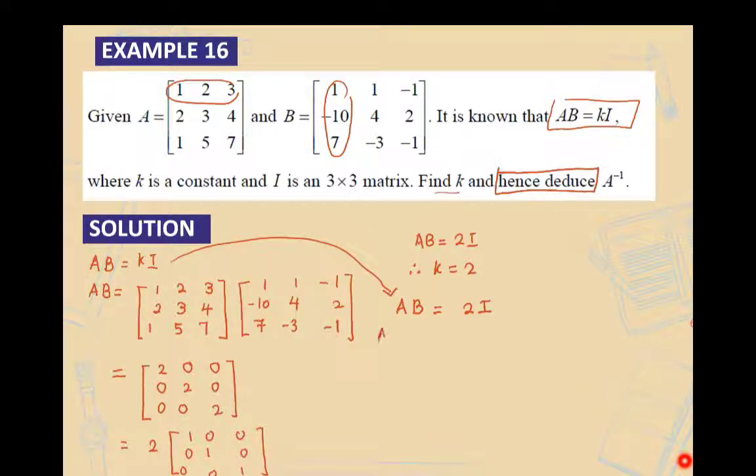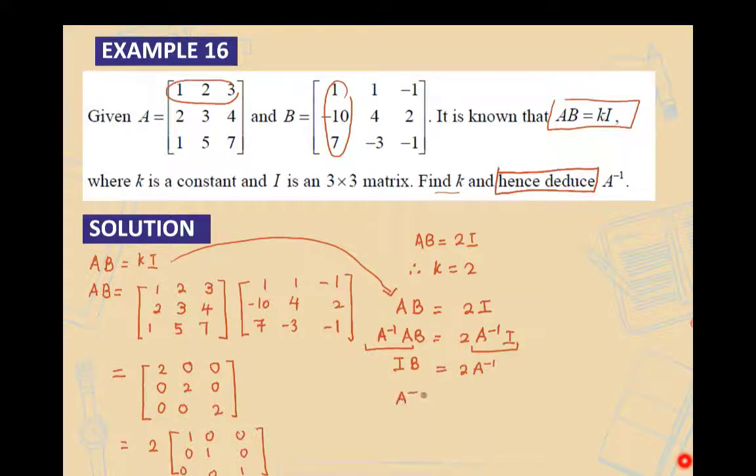Now we would like to find A inverse. So if we want to find A inverse, we are going to introduce A inverse on both sides. So A inverse AB equals 2 A inverse I. Be very careful, students. When you introduce your A inverse on your left hand side, on your right hand side, the A inverse also must be on the left of the identity matrix. We already learned the property A inverse times A is identity, and A inverse times identity is A inverse.